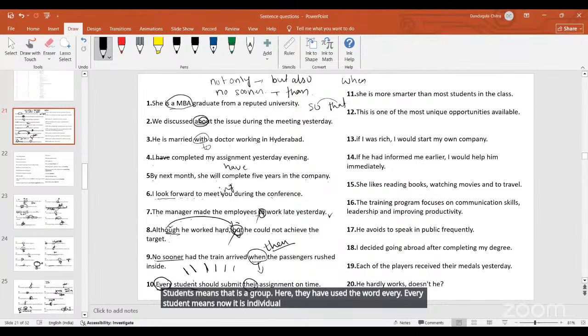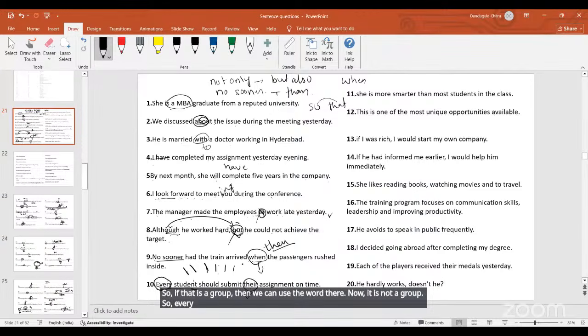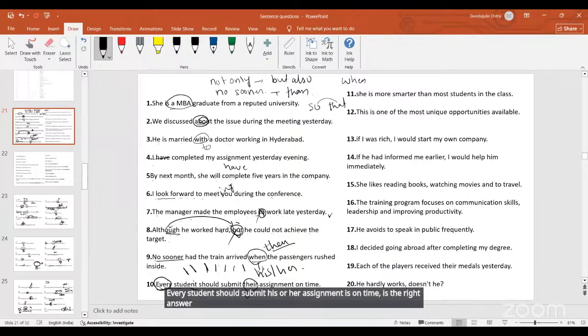So if that is a group, then we can use the word there. Now it is not a group. So every student means as it contains both men and women. So his or her. Every student should submit his or her assignment on time is the right answer. Okay, next.